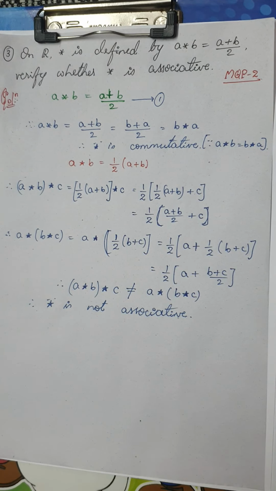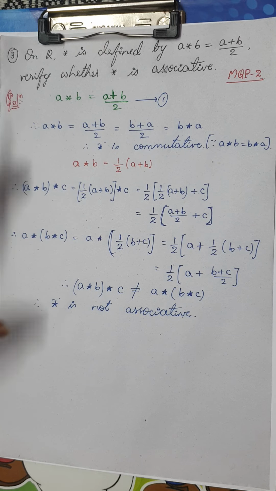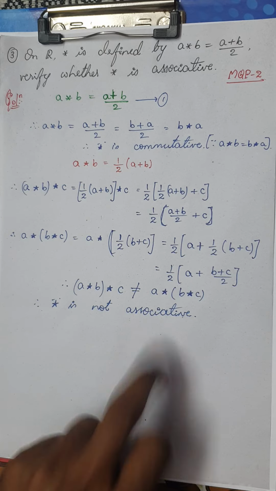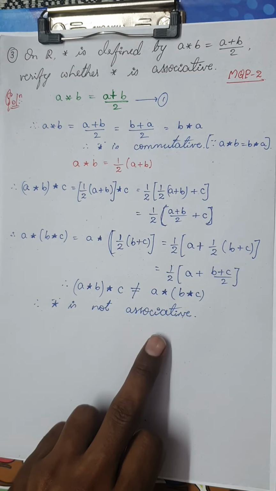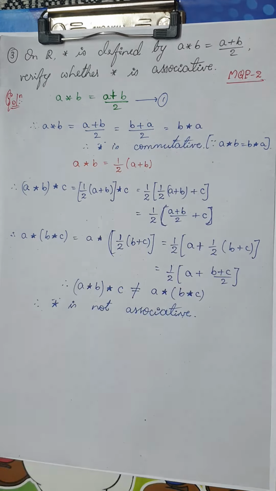So it is possible that this can be asked in the exam. Remember, they've just asked you the associative part. So if they ask you the associative part, just do this. This operation star is not associative. The associative property will not be satisfied for this binary operation. Okay, is it clear? The answer to this question is just this.